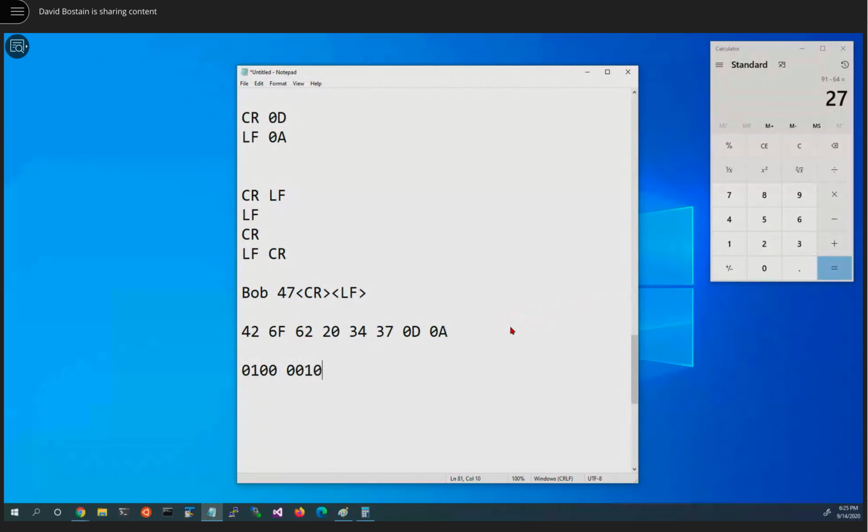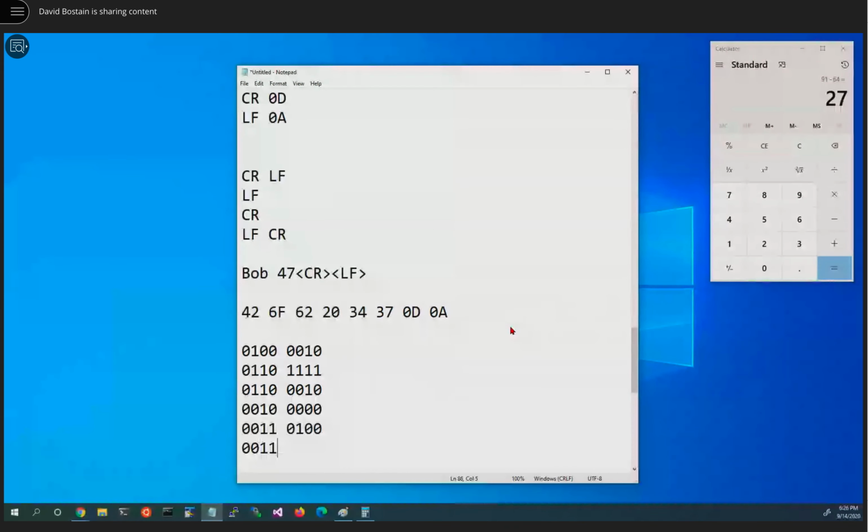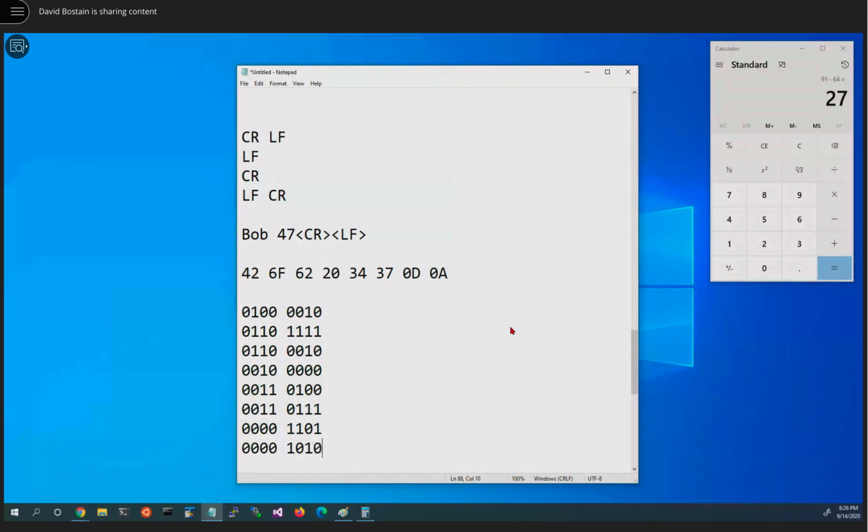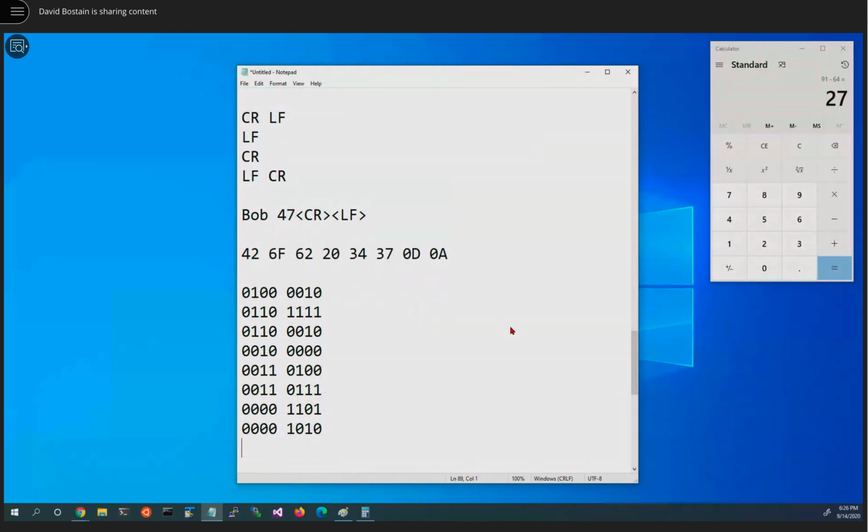There's a 4, there's a 2, there's a 6, there's an F, there's a 6, there's a 2, a 2, 0, 3, 4, 3, 7, 2, alpha. Okay, check me please and make sure I got them all right. 42, 6, F, 6, 2, 2, 0, 3, 4, 3, 7, 0, dog, 0, alpha. Looks like if I got the other part right, I got those right.